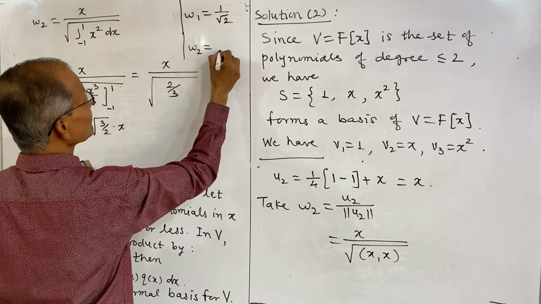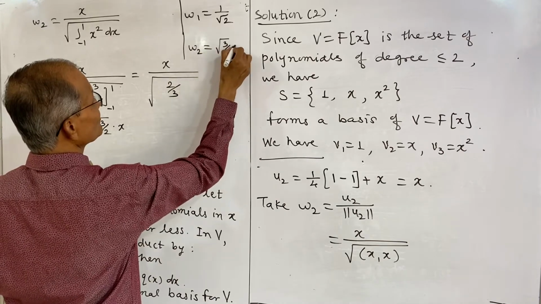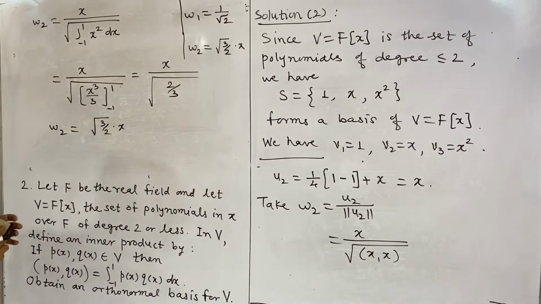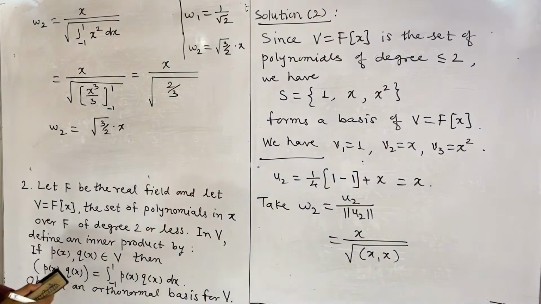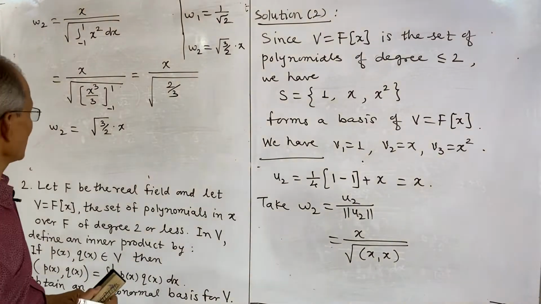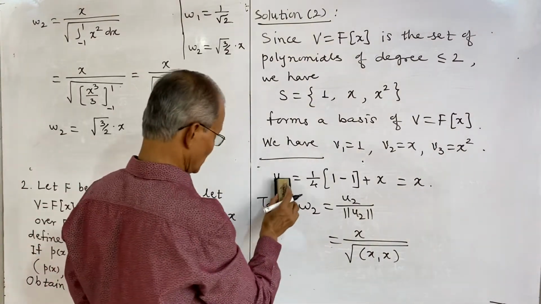w2 is equal to root 3 by 2 times x. Now we need w3. Two vectors we have obtained. The basis contains 3 vectors, so we want w3, and for w3 we consider u3.